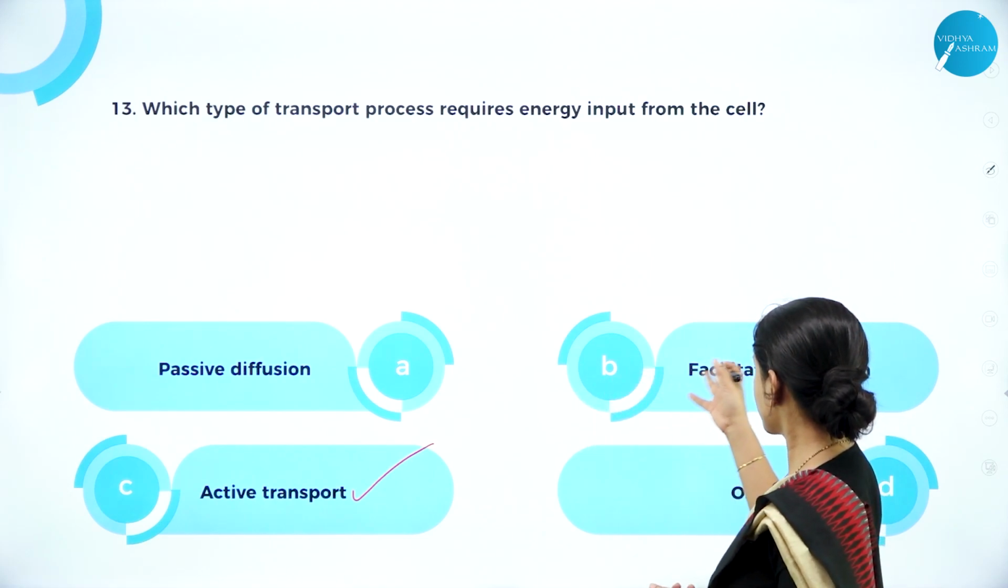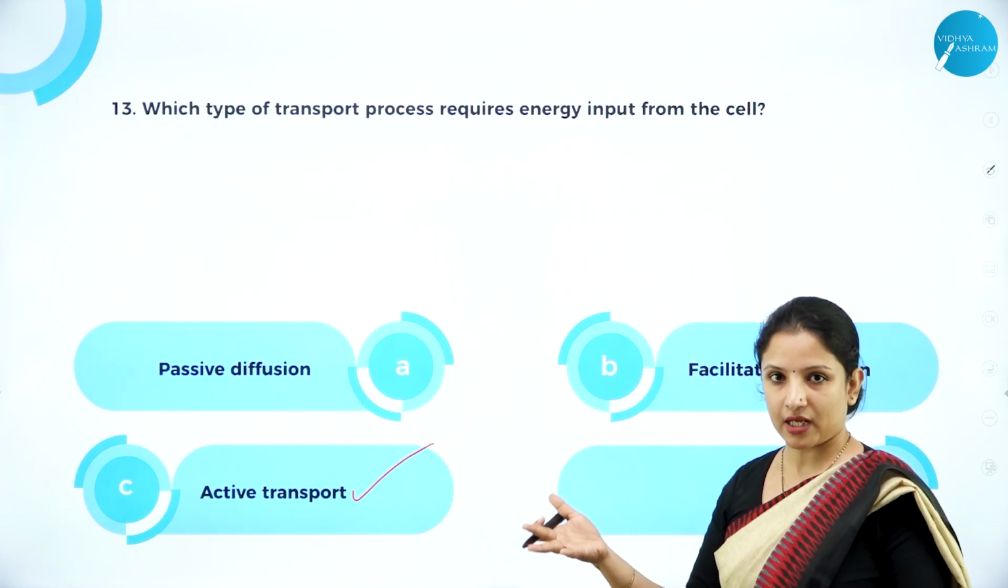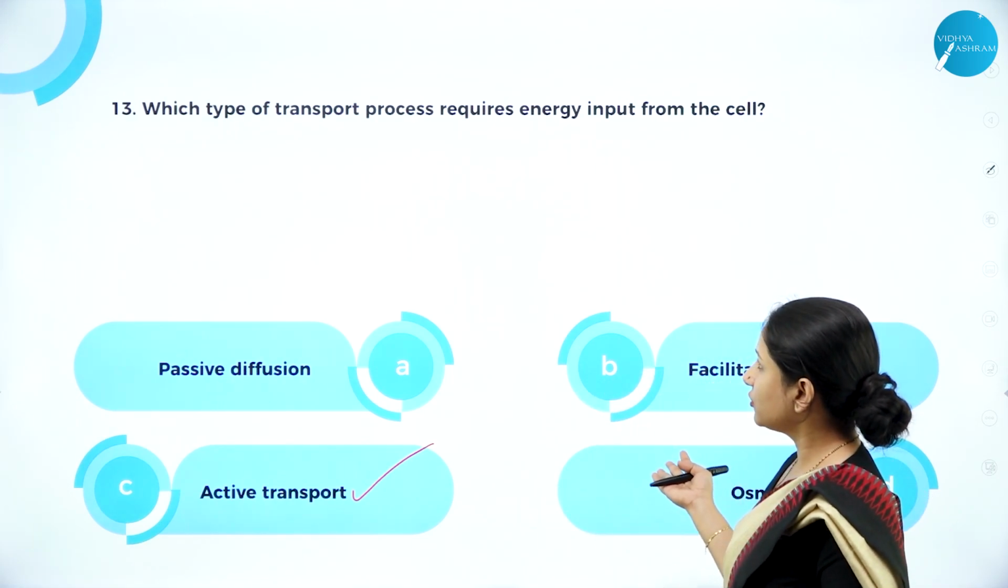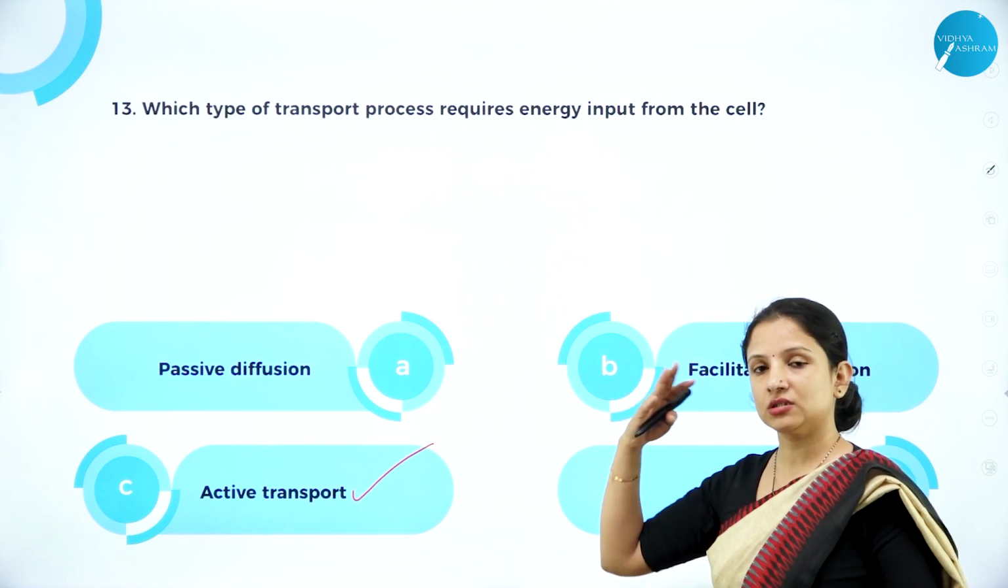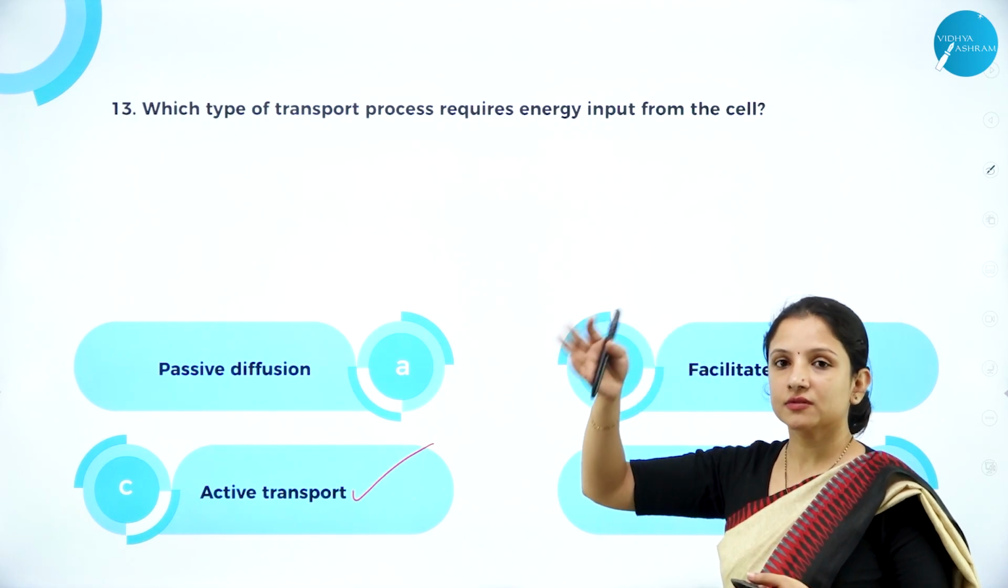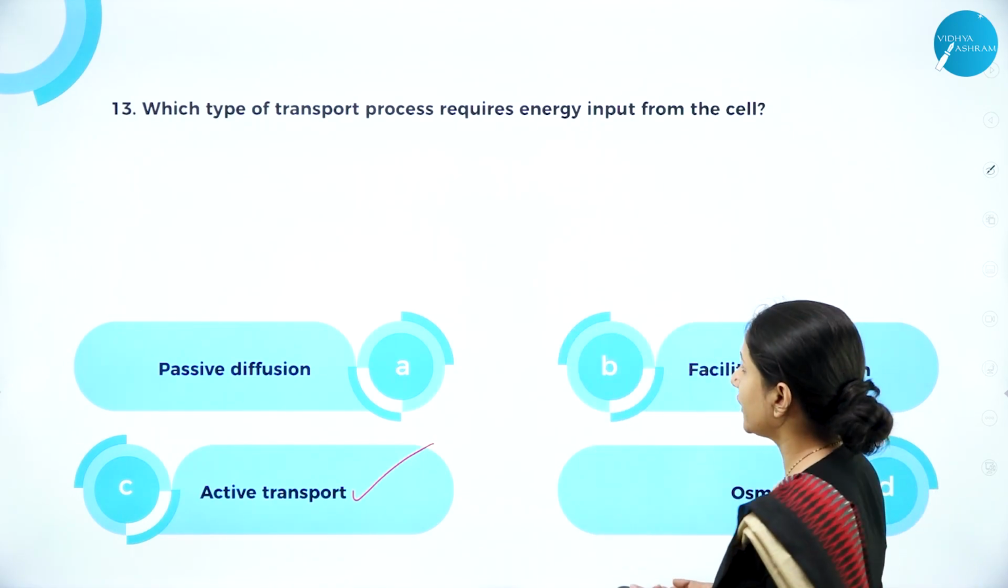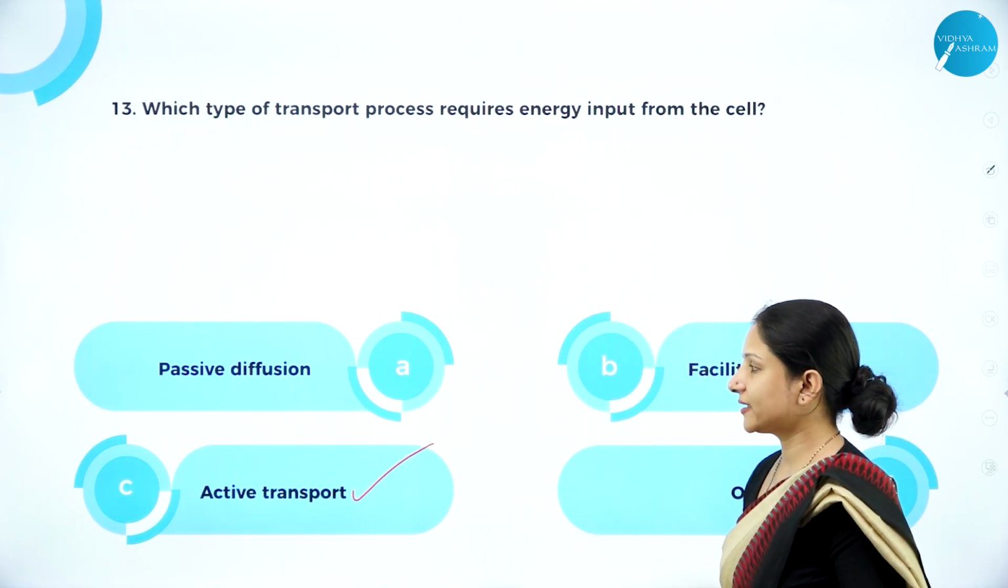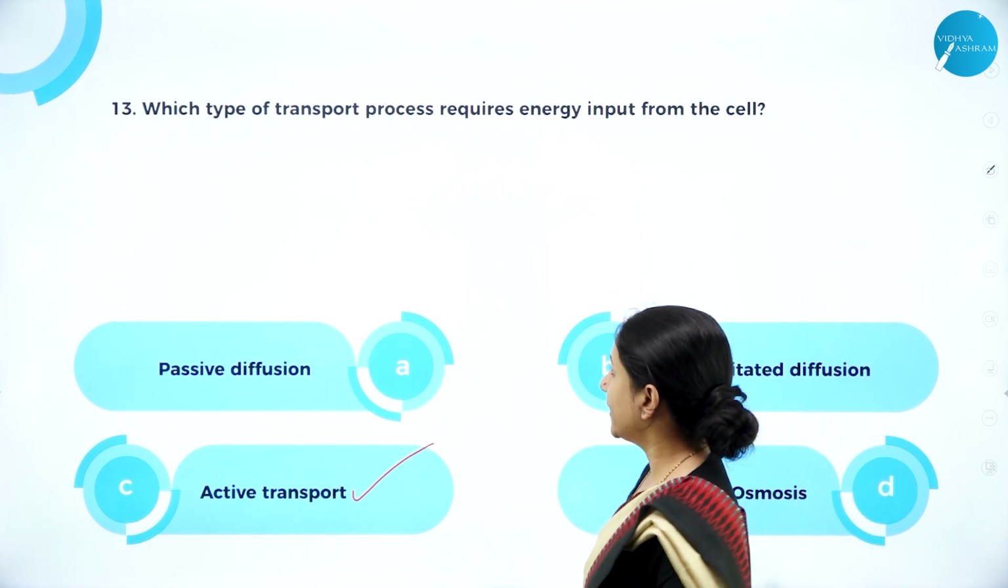Passive diffusion and diffusion usually do not require energy, and osmosis is also the transport of substances from the higher concentration to lower concentration. Because it is from higher to lower, it will not require much energy. So, here option C, that is active transport, is the right answer here.